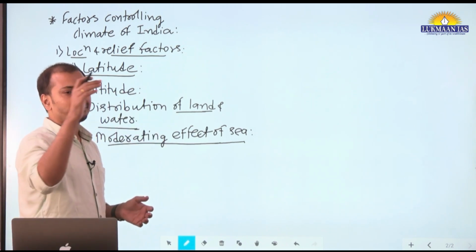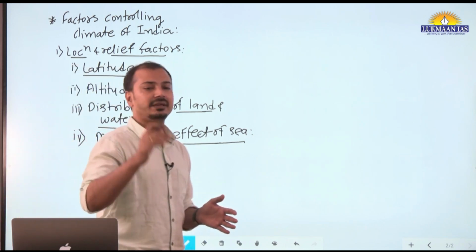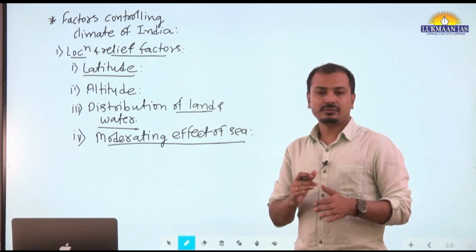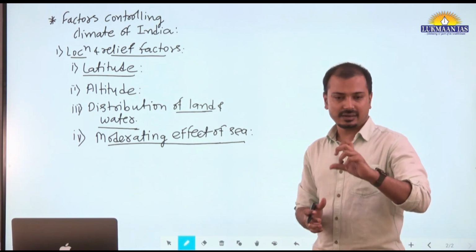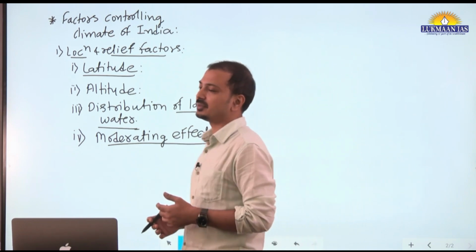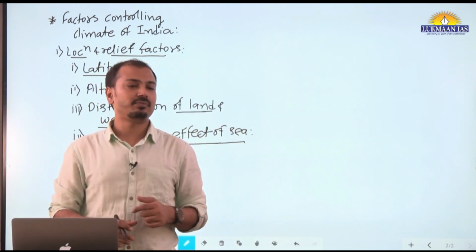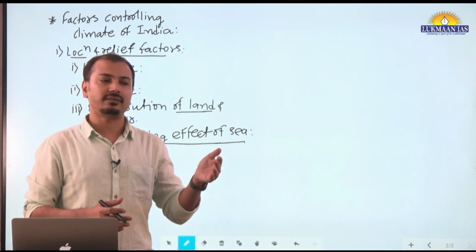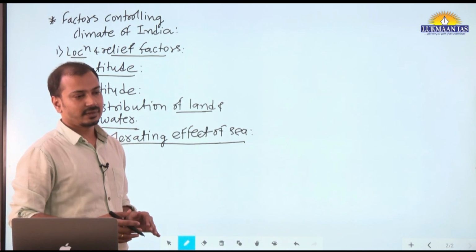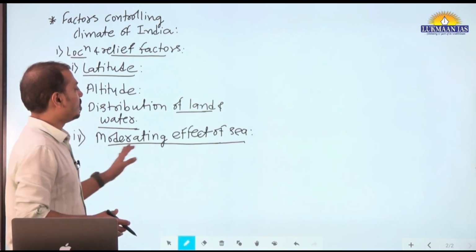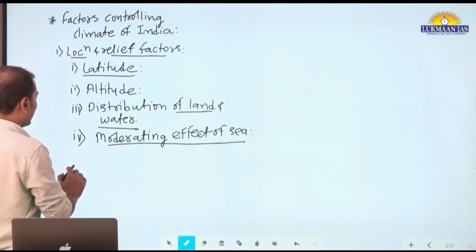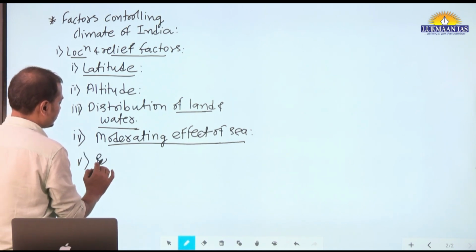So the daily range of temperature is very small near the coastal area, but as we move away from the coast towards the interior of the continent, the diurnal range is more there. For example, take the Thar desert: during daytime plus 40 temperatures, and on the same day at night it falls below 20 degrees Celsius. So this is the moderating effect of sea. Fine, then we can talk about the relief factor also.